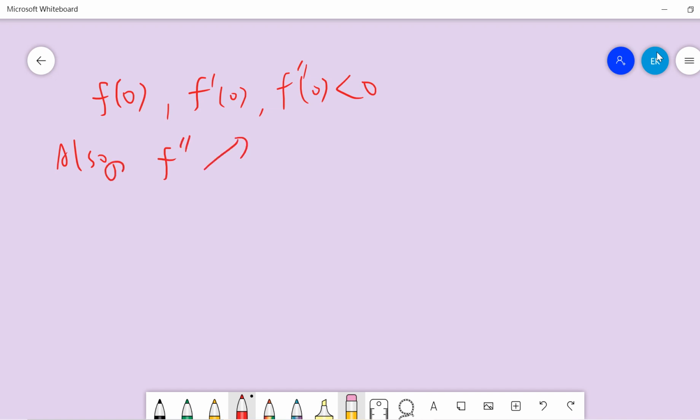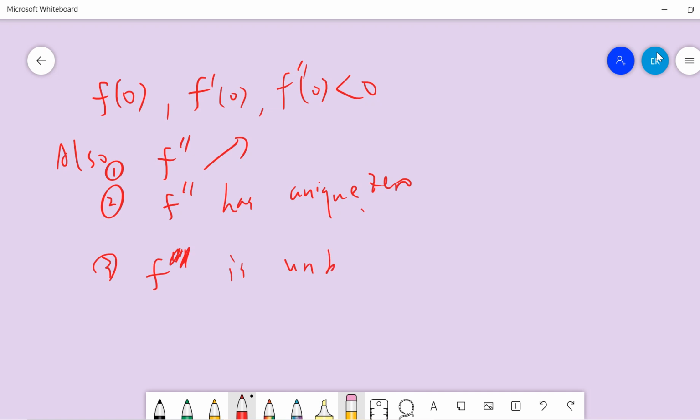Okay, so you guys already remember the problem, right? So we have: first, f'' is negative, also f'' increases. Second, f'' has a unique 0. The third is f'' is unbounded.